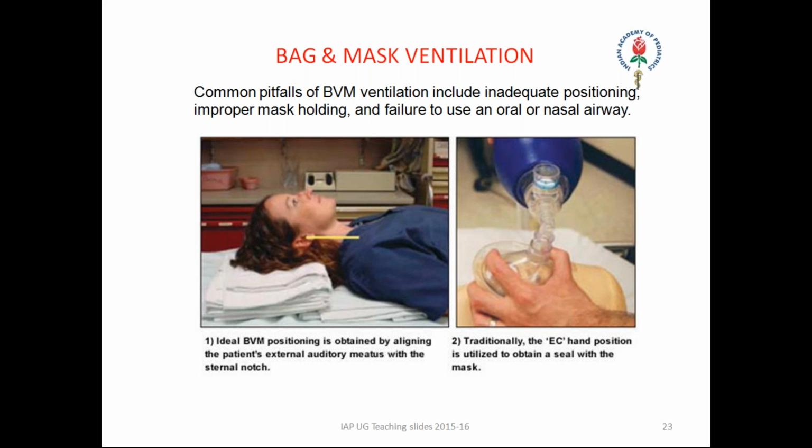Traditionally, the EC hand position. As you can see in the diagram, first the thumb and the index finger are in a C position, and next all the other fingers are in an E position. This is best utilized to obtain the seal within the mask.